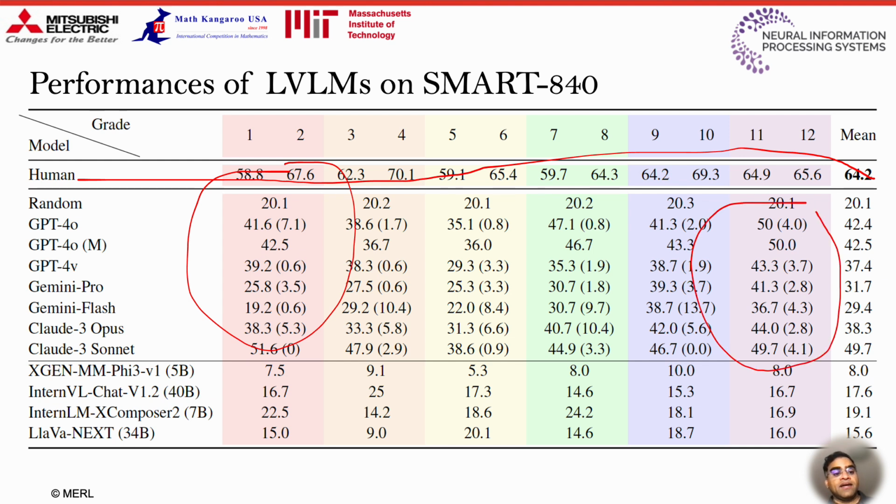As you can see, for example, GPT-4o performance is 50.0 for grades 11 and 12, and it's 41.6 for grades 1 and 2, which suggests that the model finds higher graded problems as difficult as lower graded problems, which is counterintuitive to the way humans would solve such problems.